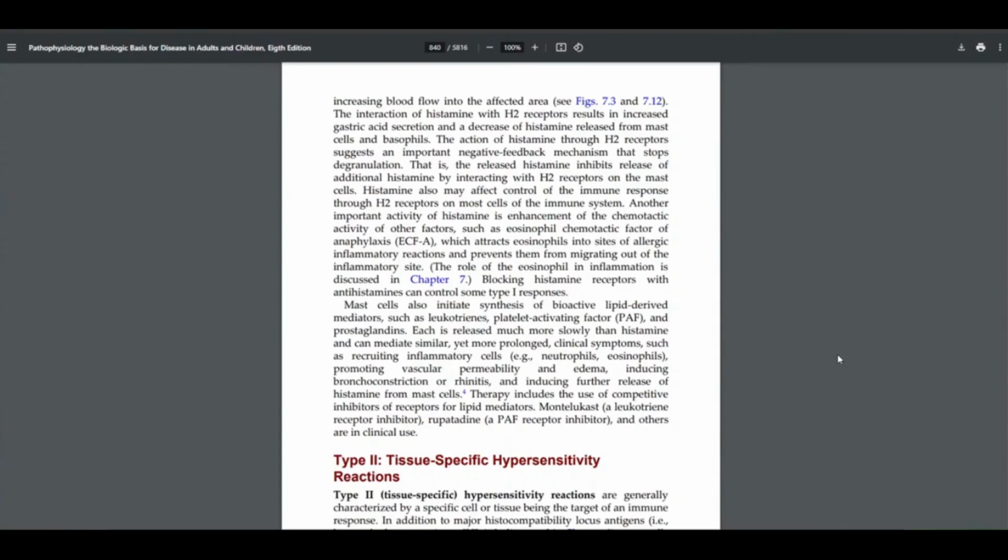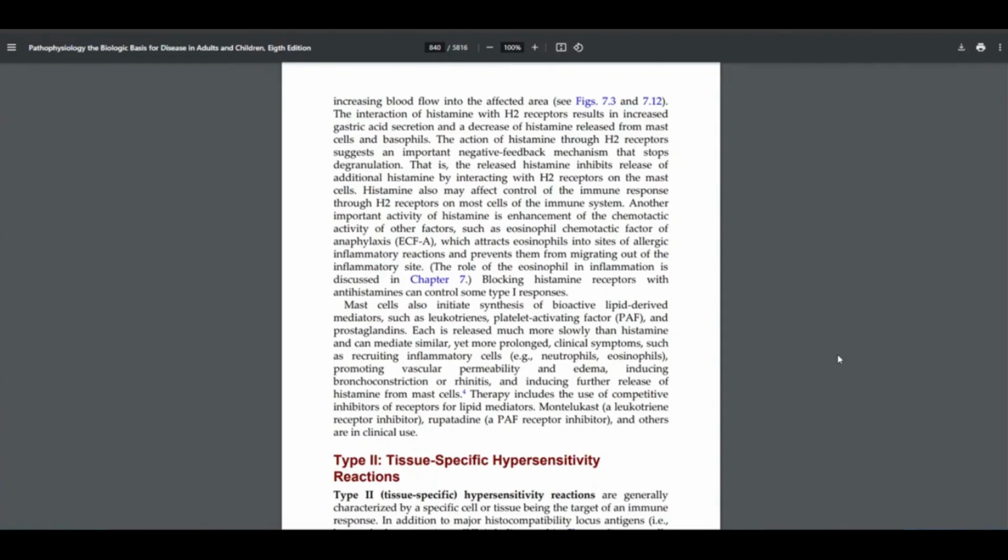Histamine may also affect control of the immune response through H2 receptors on most cells of the immune system. Another important activity of histamine is enhancement of the chemotactic activity of other factors, such as the eosinophil chemotactic factor of anaphylaxis, which attracts eosinophils into sites of allergic inflammatory reaction and prevents them from migrating out of the inflammatory site. Blocking histamine receptors with antihistamines can control some type 1 responses, which is why we give antihistamines, such as Benadryl.